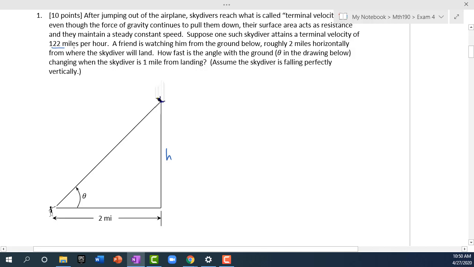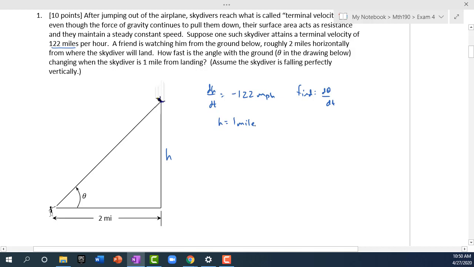Terminal velocity of 122 miles per hour. So dH/dt, the rate he's falling, that's actually negative 122 miles per hour because H is shrinking. How fast is the angle with the ground, theta in the drawing, changing? So we're trying to find d theta/dt. How fast is it changing when the skydiver is 1 mile from landing? So H at that particular moment will be 1 mile.